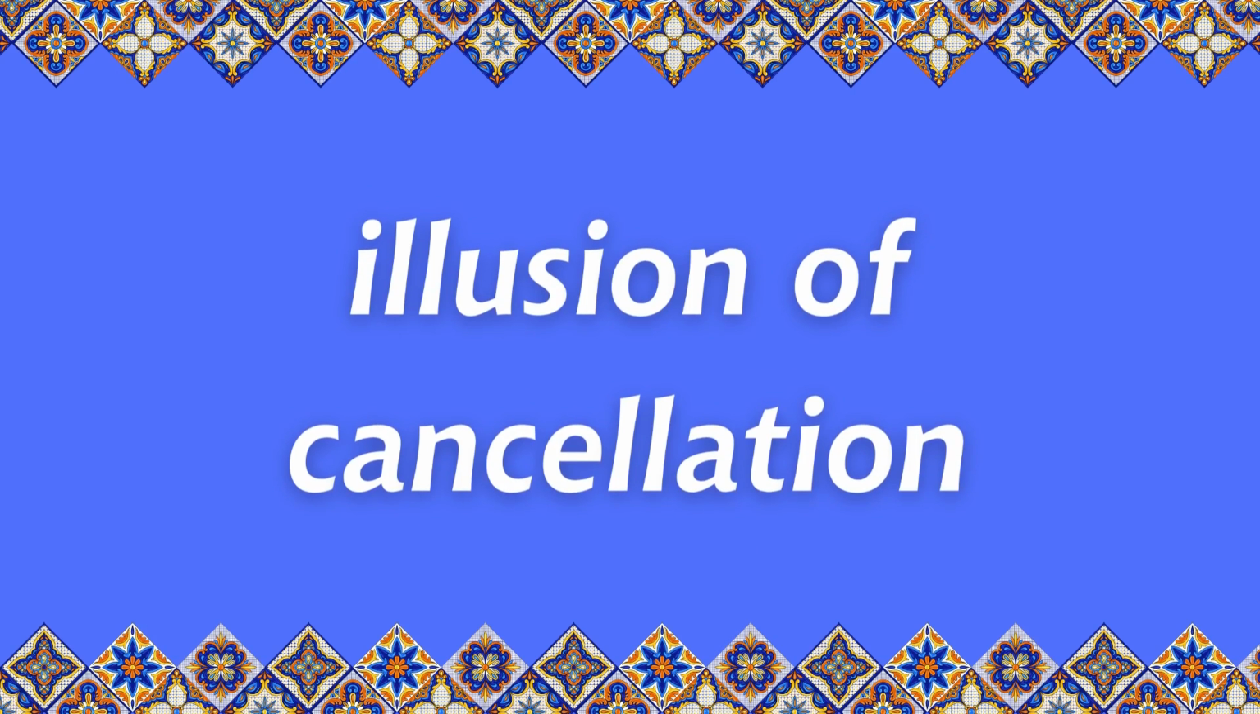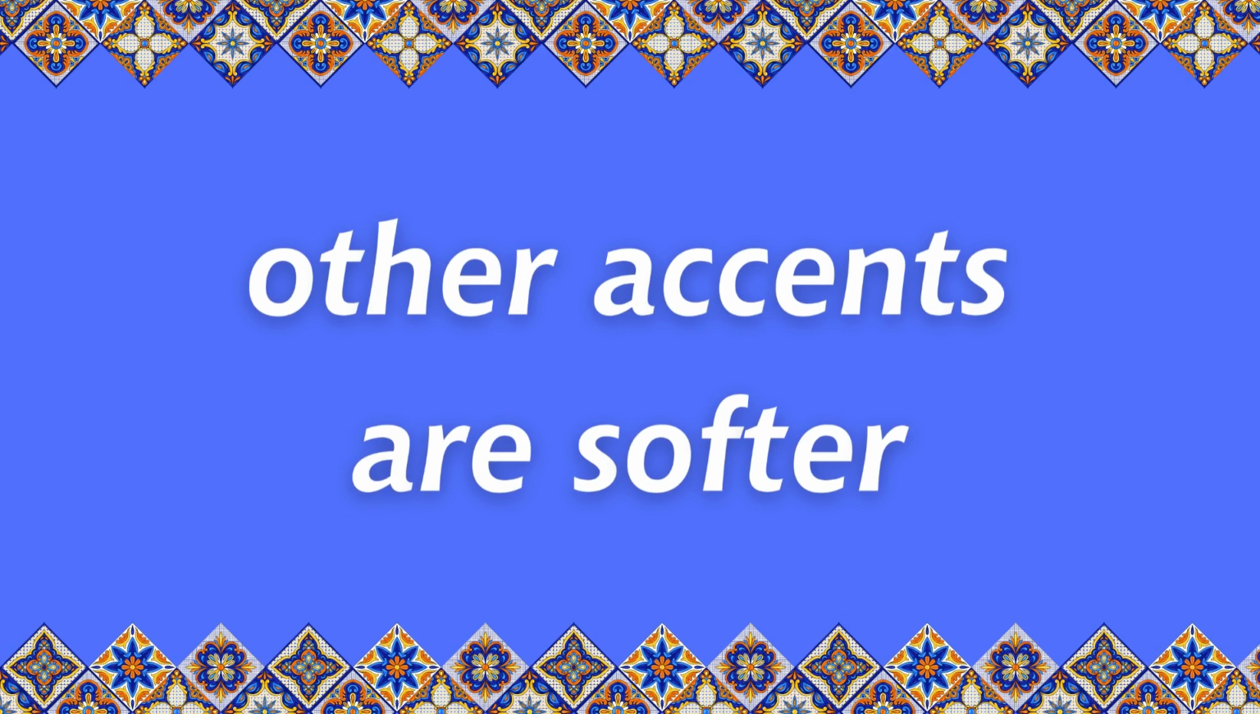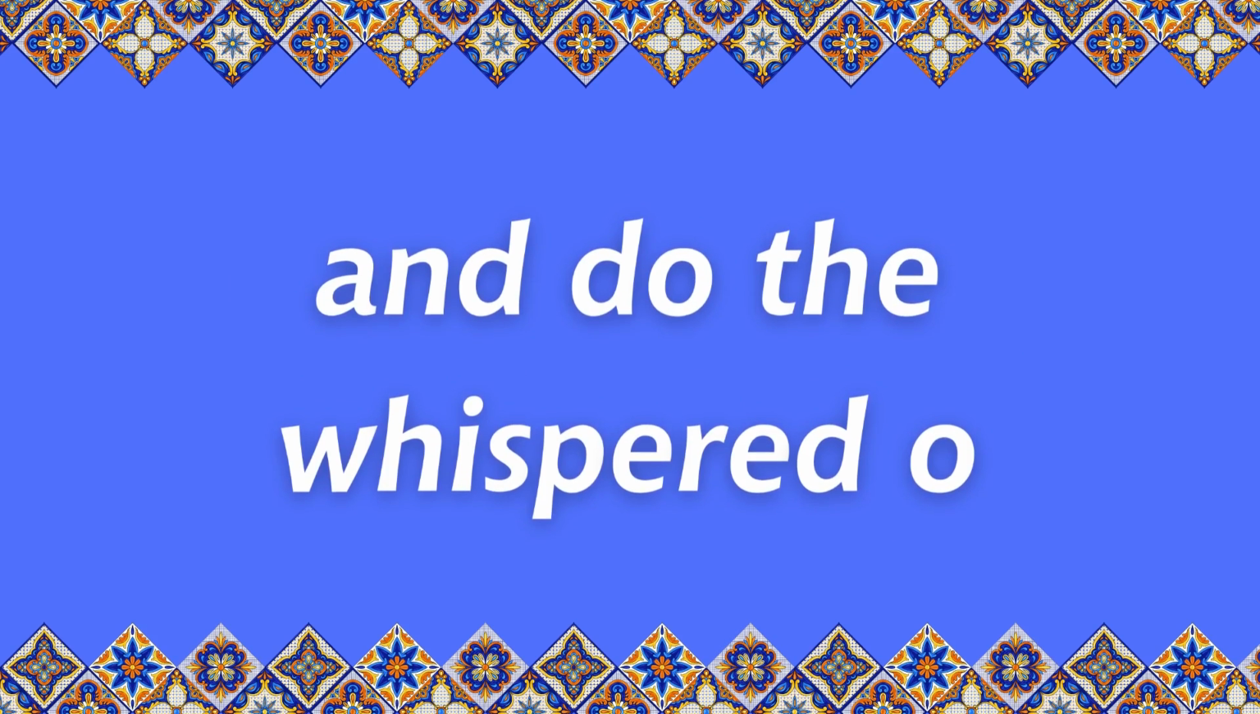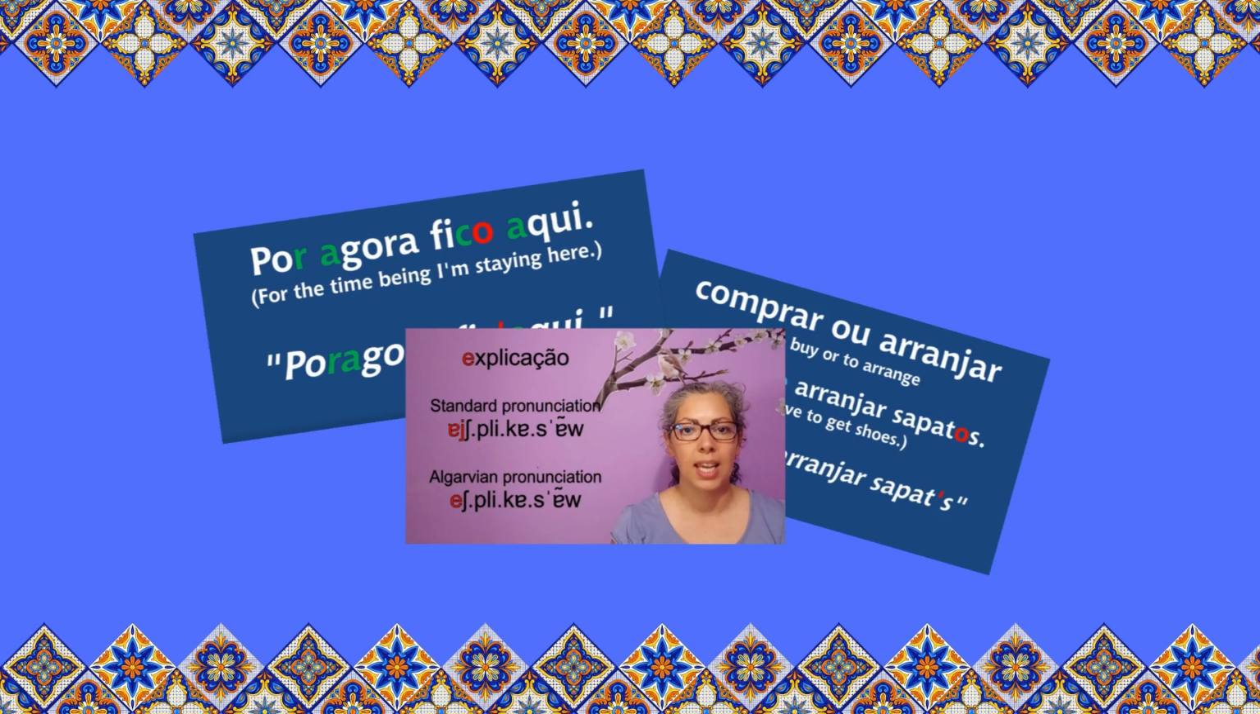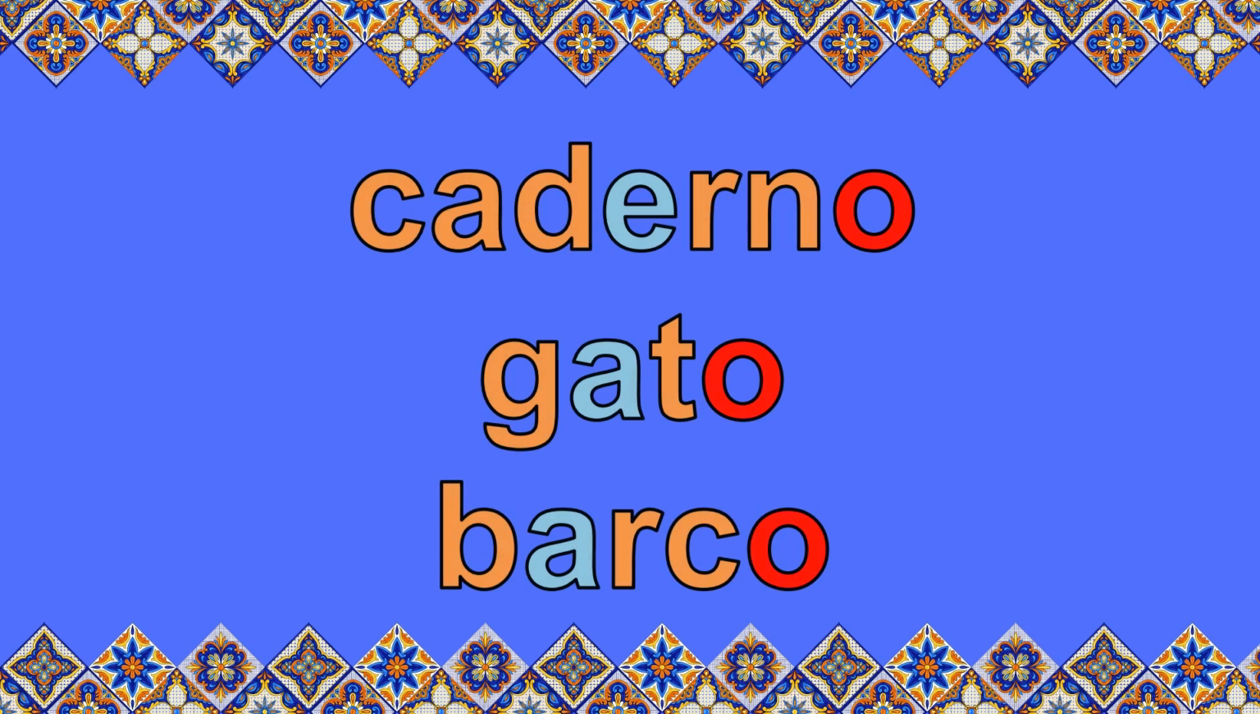Some accents may sound more abrupt in this suppression of these final unstressed O's, giving the illusion that it's entirely chopped off. But this isn't the case at all. And other accents can be a little softer on this, ending more frequently in the whispered O or even a very short reduced U sound. And you've seen me do this in previous videos. So let's look at those last three words again with a more abrupt suppression and with a lesser suppression.